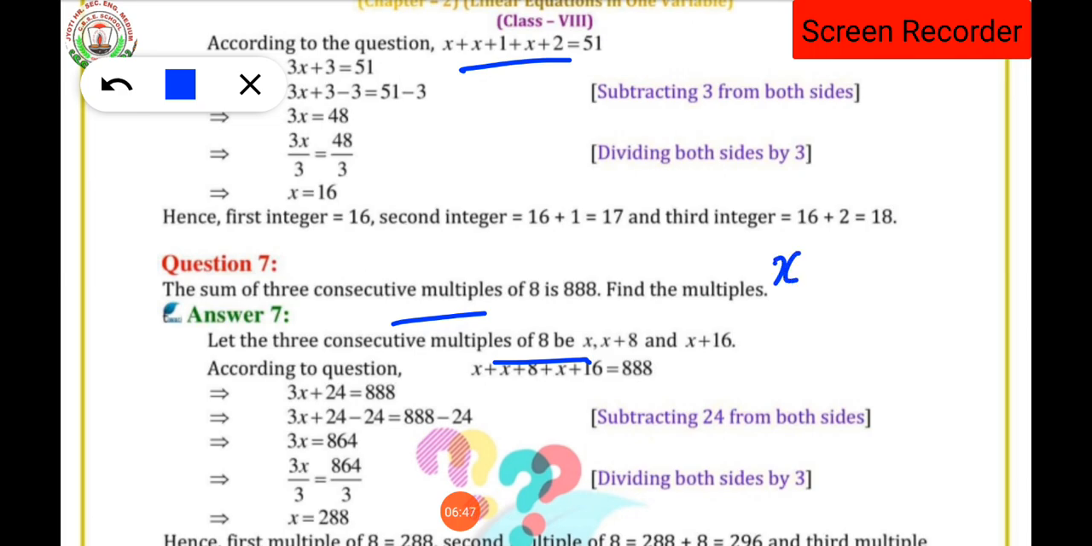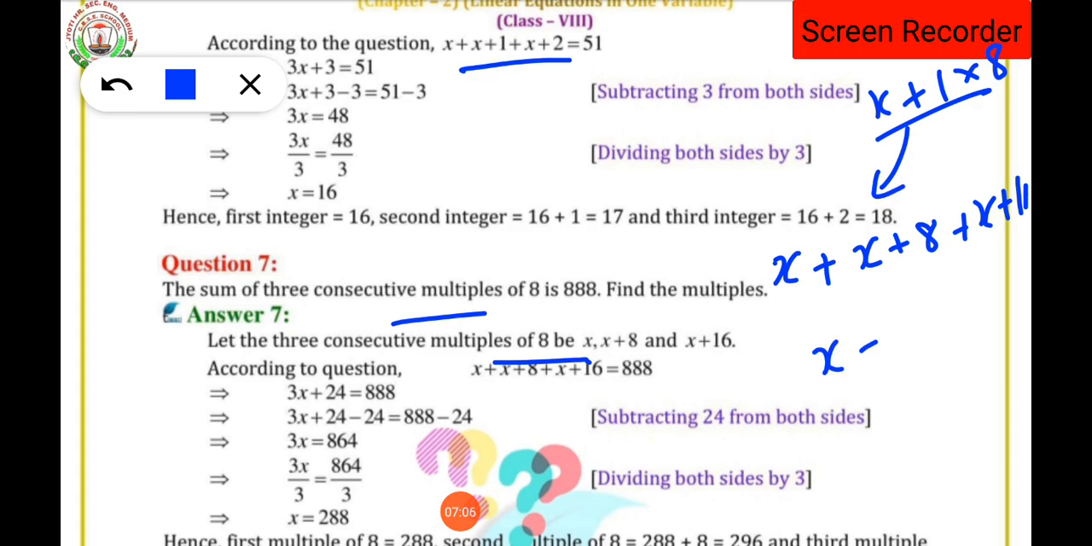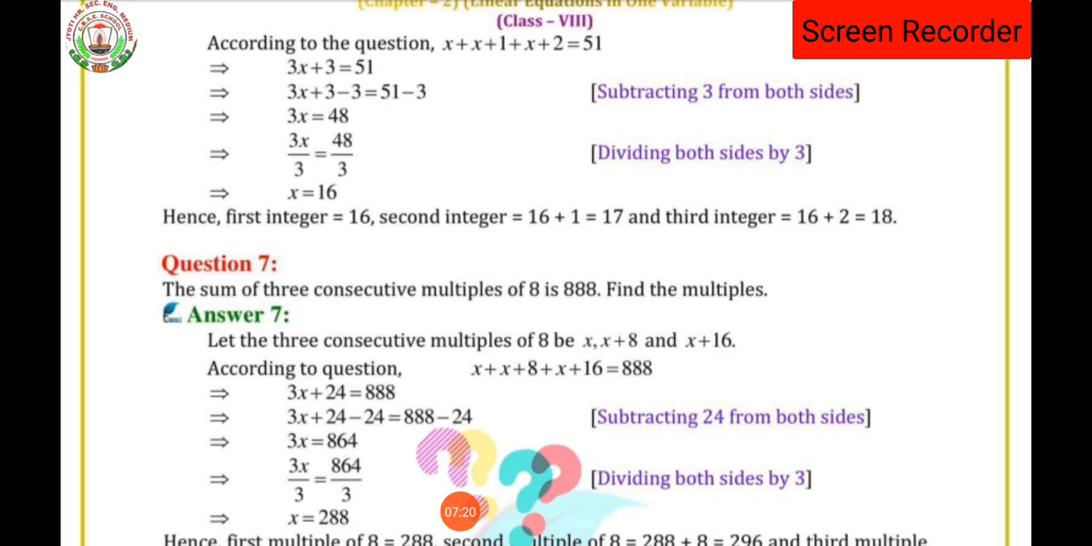x. Then the second consecutive multiple will be x plus 8, and the third consecutive multiple will be x plus 16. How is it? Multiples, that means the x plus 1 we had will be multiplied with 8, so it becomes x plus 8. Then x plus 2, the second consecutive term, will be multiplied by 8, since it is talking about multiples of 8, so it becomes x plus 16. In this way. Now add the consecutive multiples: x plus x plus 8 plus x plus 16.